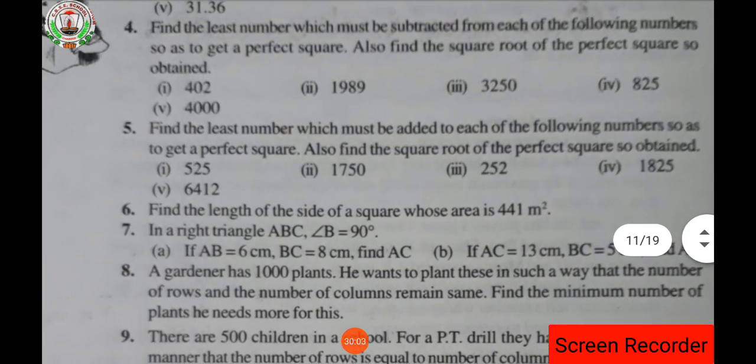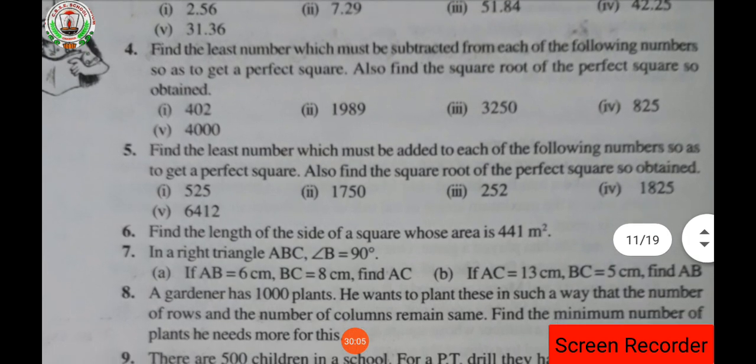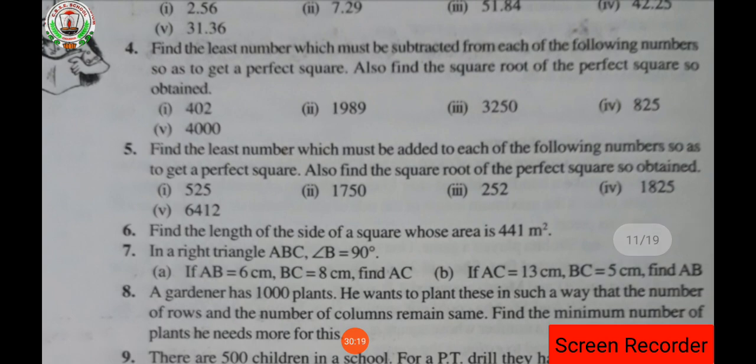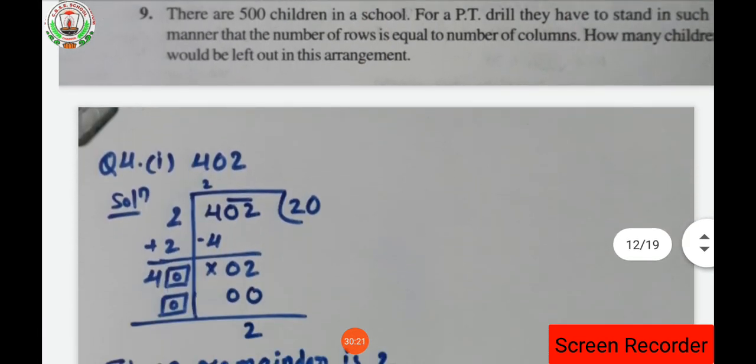So what's the question here? Find the least number which must be subtracted from each of the following numbers so as to get a perfect square. Also find the square root of the perfect square so obtained. So the number is 402. So here is the answer.